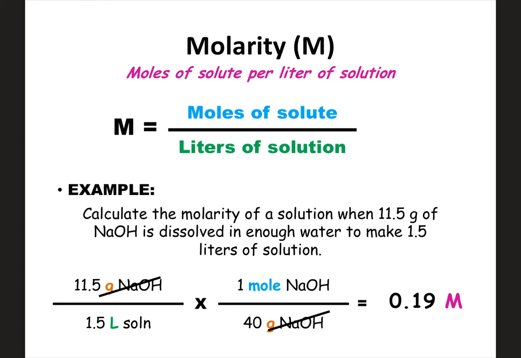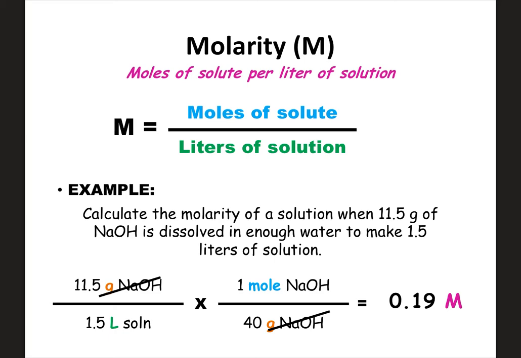I want to jump right in and look at an example, and I have it solved out for you so you can see this. This problem says calculate the molarity of a solution when 11.5 grams of NaOH is dissolved in enough water to make 1.5 liters of solution. They're telling you, find the molarity. In your head, you should be saying, I know molarity is moles of solute over liters of solution. So if they want you to find the molarity, you need to set your problem up with something over something. In this problem, I can see that they gave me the grams of NaOH and they gave me the liters of solution.